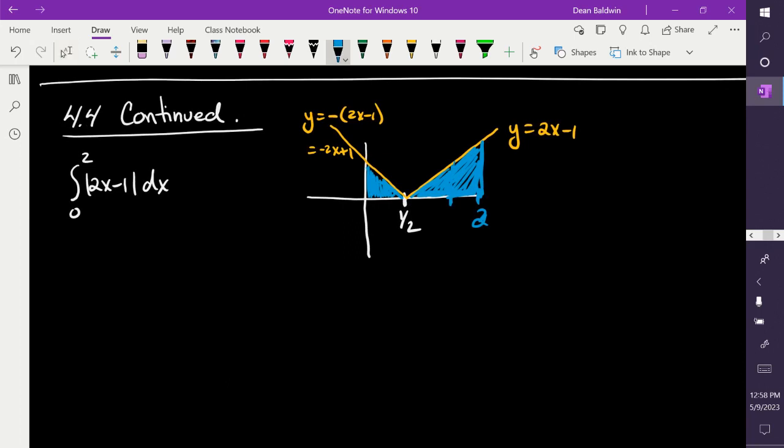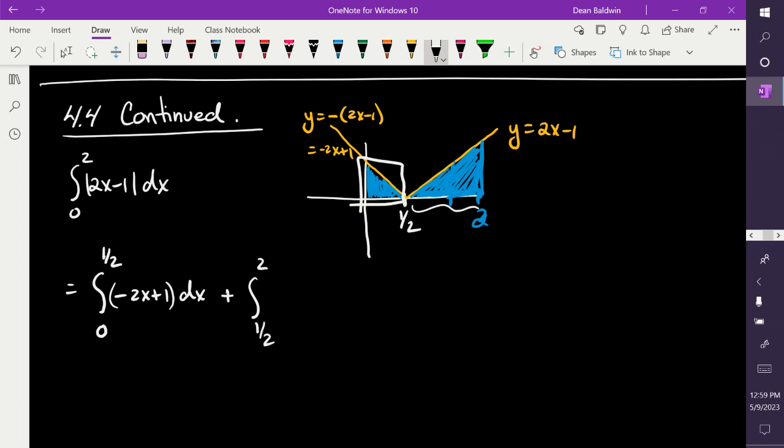So this integral then has to be split up into the integral between 0 and 1/2 of the first part, of this part. And that's defined on the curve negative 2x plus 1 dx plus the area, this bit, from 1/2 to 2 of the function 2x minus 1.